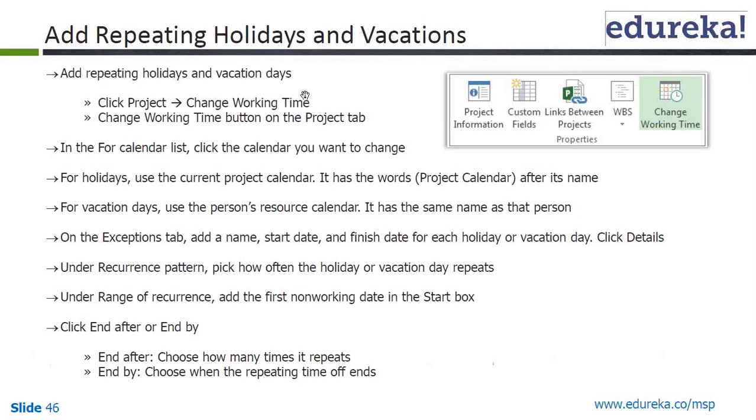Now let's say you want to add repeating holidays and vacations. So again, you go to the Project tab, Change Working Time button, and in the For calendar list, click the calendar you want to change. So for holidays, use the current project calendar as usual. For vacation days, use the person's resource calendar. On the Exceptions tab, add name, and this is all the same. Under recurrence pattern, okay, there is something called recurrence pattern. Pick how often the holiday or vacation day repeats. Under the range of recurrence, enter the first non-working date in the Start box, and click End after.